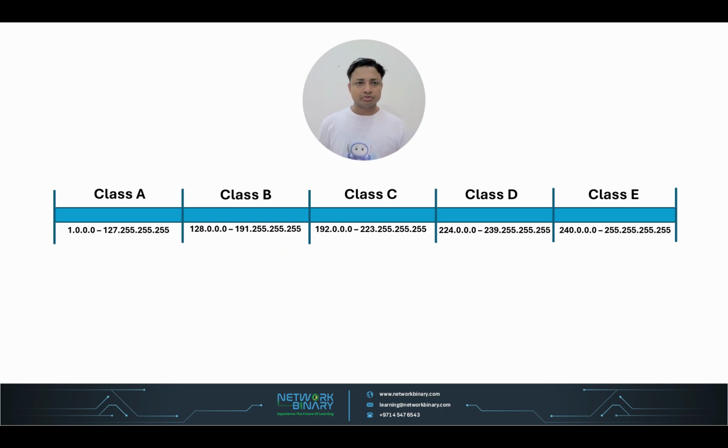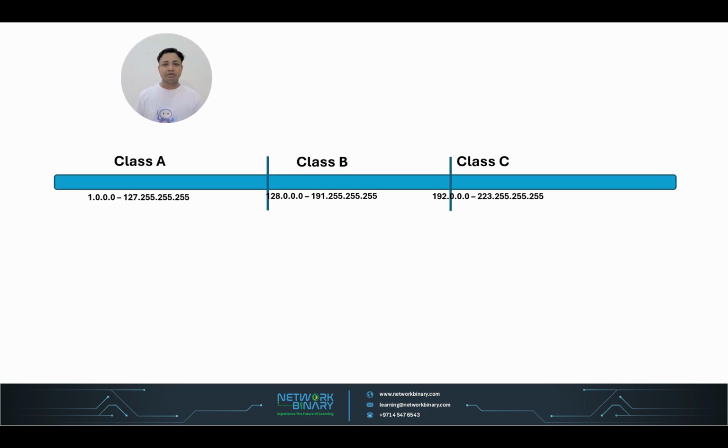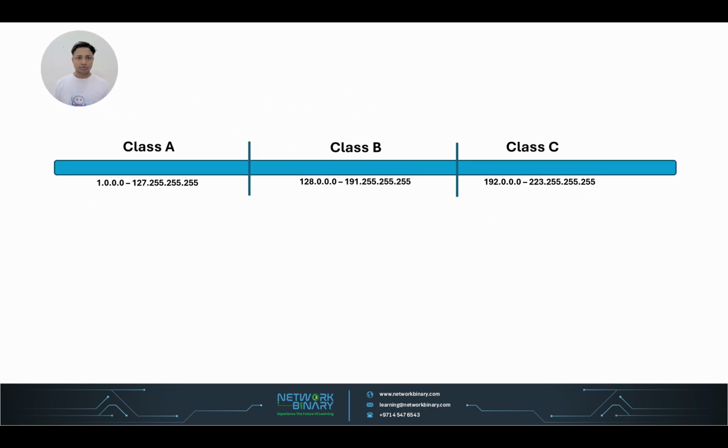Let me tell you the ranges for these classes. For class A, the address starts from 1 and reaches up to 127 for the first octet. For class B, this is 128 to 191. For class C, this is 192 to 223. For class D, we have 224 to 239. Class E is the 240 to 255 range. But since I said we use only class A, B, and C, let's focus on these.